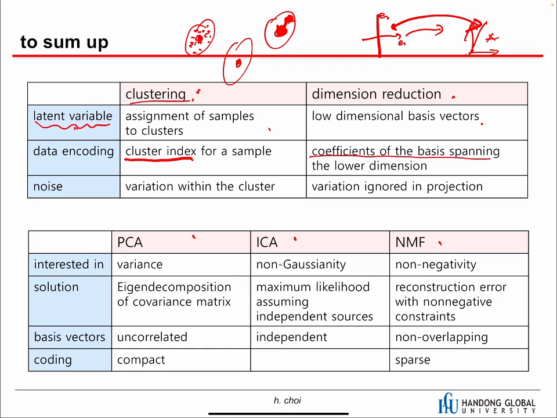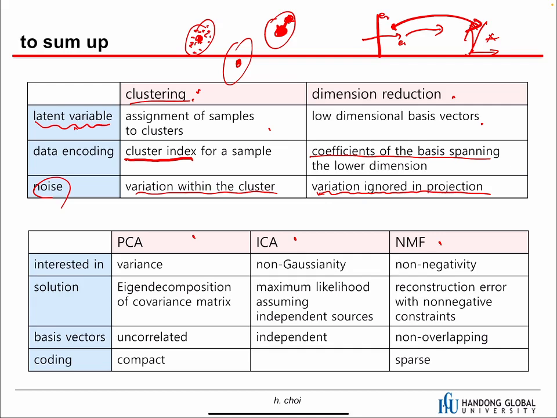As I said, noise corresponds to the variation within the cluster, so this variation will be ignored if we just use the cluster index. And in dimension reduction, the variation ignored in the projection will be considered as noise. That's the comparison between clustering and dimension reduction.